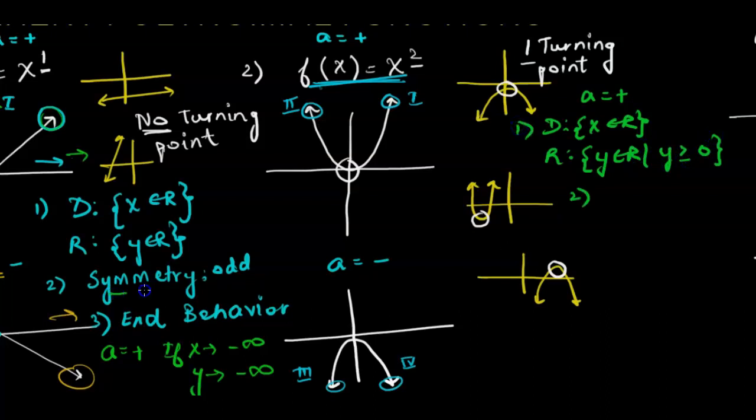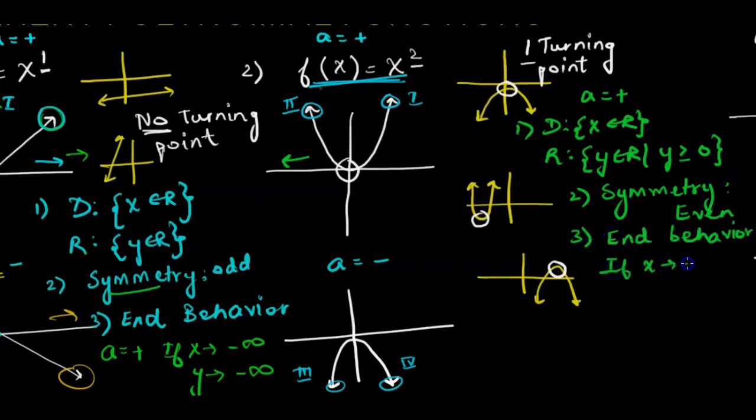Second characteristic we have is symmetry. When it comes to symmetry, because we see this graph is symmetrical about the y-axis, it has even symmetry. Third characteristic is end behavior. So we notice when x approaches negative infinity, that is this section, the graph is in the second quadrant, so it's on top. Either of the two quadrants means y is positive. So we would say y approaches positive infinity. And if x approaches positive infinity, y is still approaching positive infinity because it's in the first quadrant now.